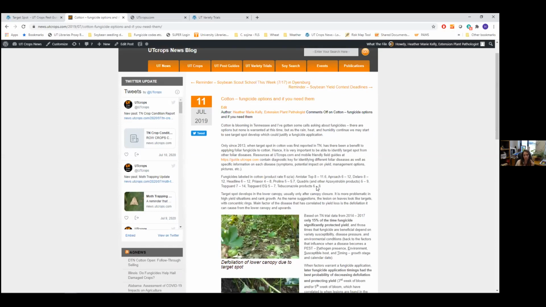And really, again, only target spot is responsive to a foliar fungicide in cotton, so it's a little different than needing an entire table as we do in corn or soybean. So here in this article is where I outlined the different products that are labeled in cotton and their rates to go off of. Are there any questions so far in general or on cotton?